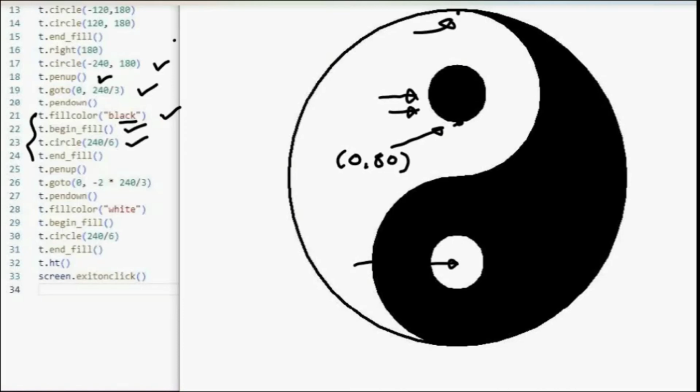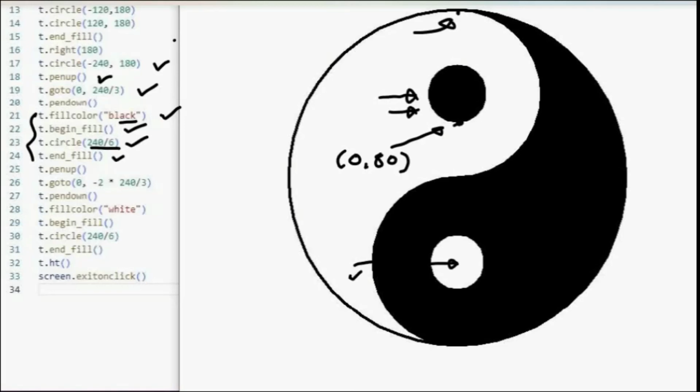The radius of the smaller circle is just 1/6 of the 240. Remember the 240 is the radius for the two arcs that we drew a while ago. And then after we have drawn the smaller circle, the smaller circle will be colored automatically black because of the fill color procedure. Now we go to the second circle down here.